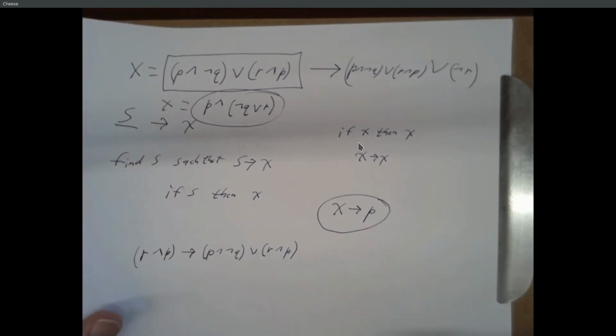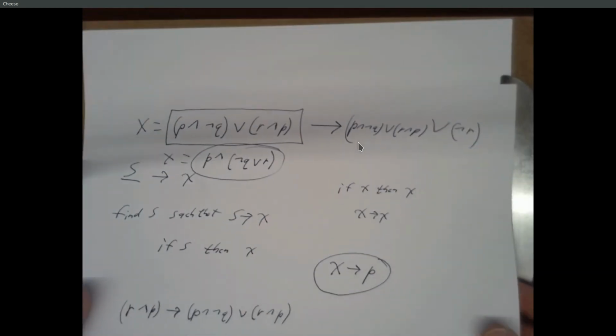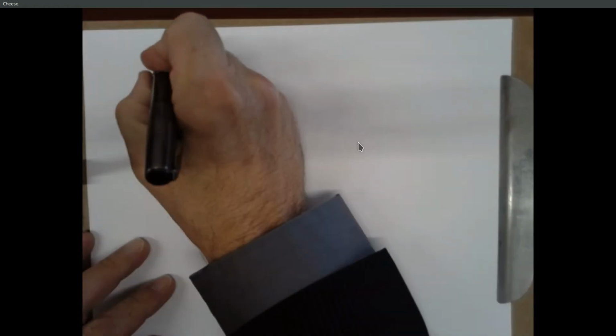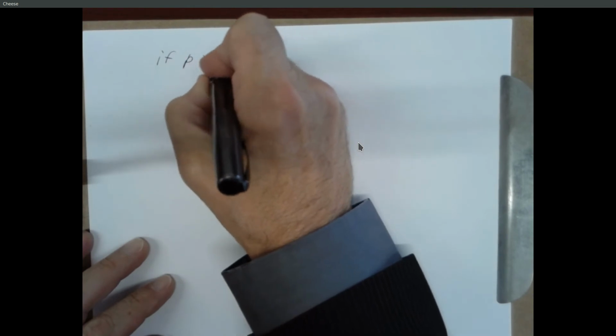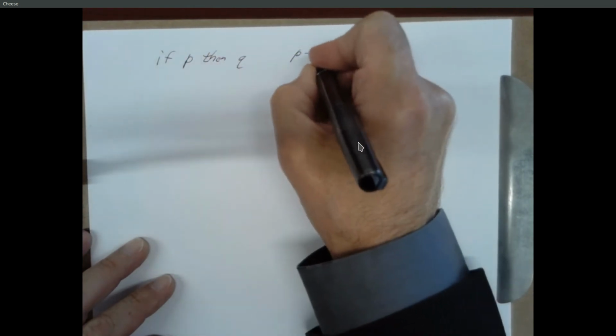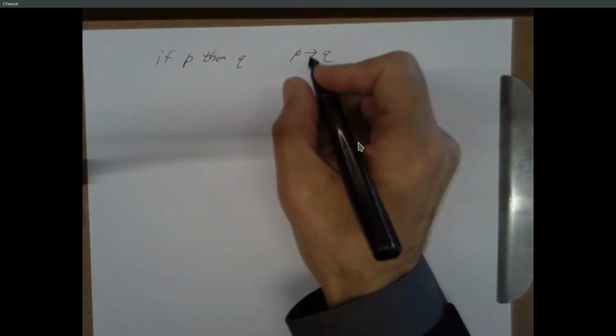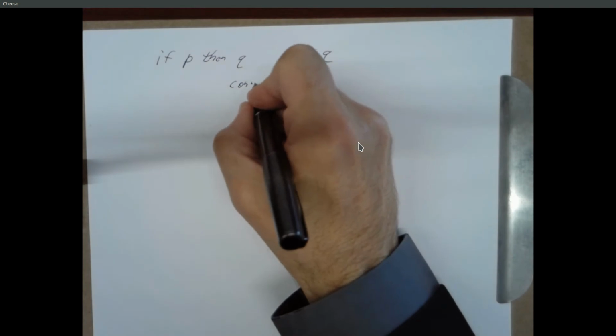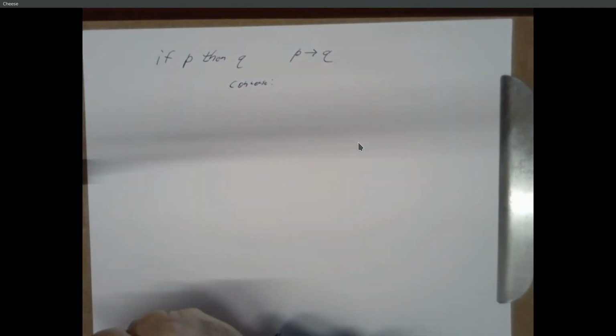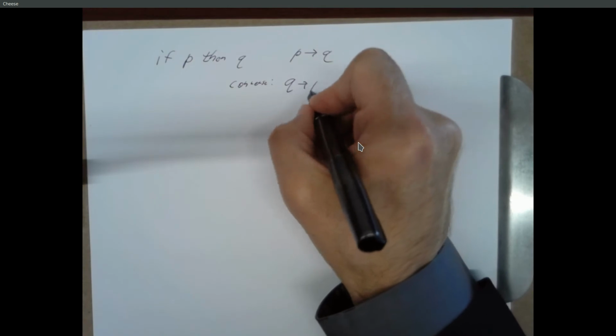So this is digging more into the nature of these implications, these if-then statements, which is what we want to concentrate on today. So if P, then Q, P implies Q. And we already talked about converse, inverse, and contrapositive, right? So what's the converse of if P, then Q? Do you remember? Just flip them around. If Q, then P.